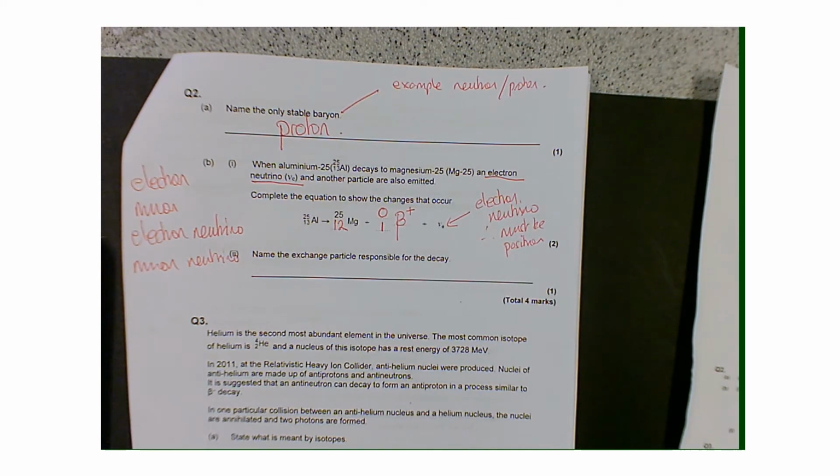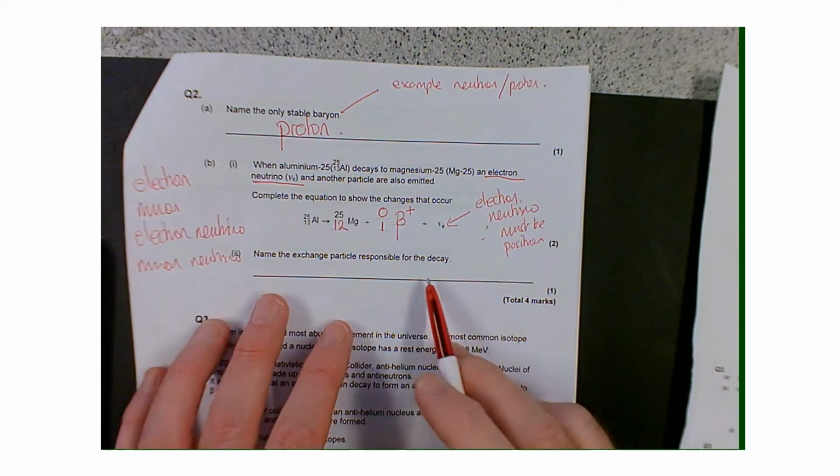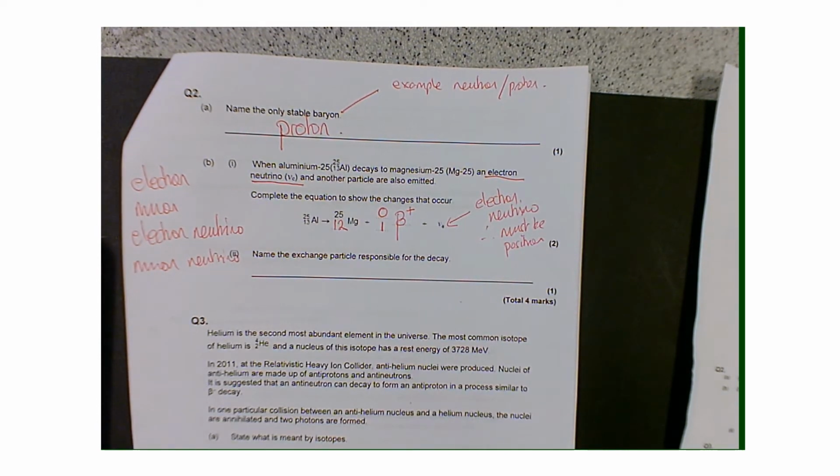Now, again, this is something that you want to try to practice. Do it perhaps by writing out these equations lots of times, lots of examples, or write out a little table for yourself that says beta minus, mass number doesn't change, atomic number goes up by 1. Beta plus decay, mass number doesn't change, atomic number goes down by 1. You want this to be recall so that you don't have to really think about it in the exam, it's just automatic. Okay, and then finally we've got name the exchange particle responsible for the decay.